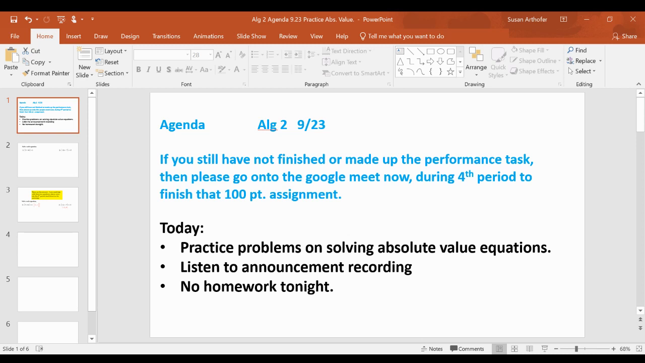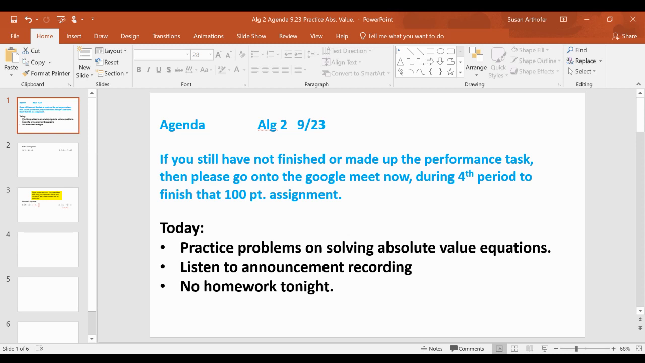If you still have not finished or made up the performance task that was on the normal curve for statistics, then you need to go right now during fourth period, log on to the Google Meet to finish that 100-point assignment. If you do not do that and you have a 0 on that assignment, your triad grade's going to fall to an F. So please come over to the Google Meet during fourth period. That would be during 11:45 to 12:30, and make up your performance task.